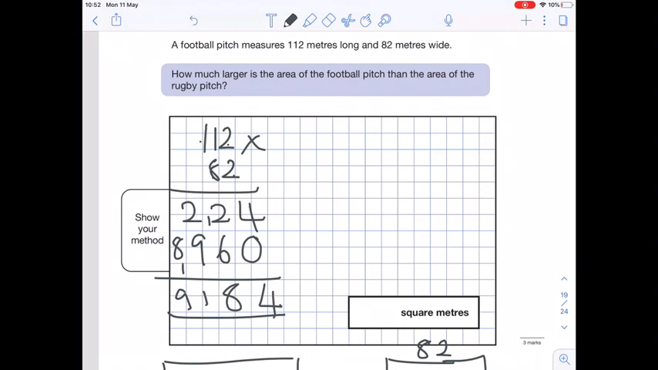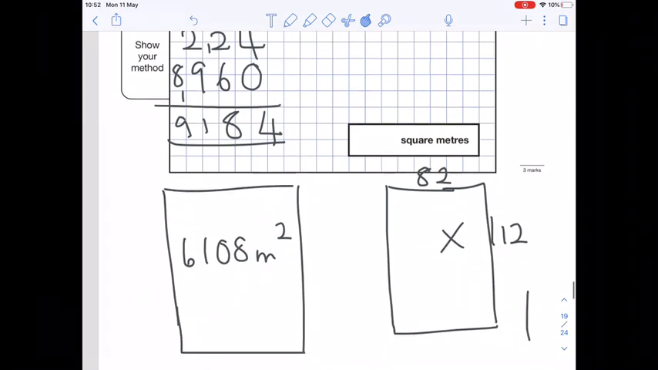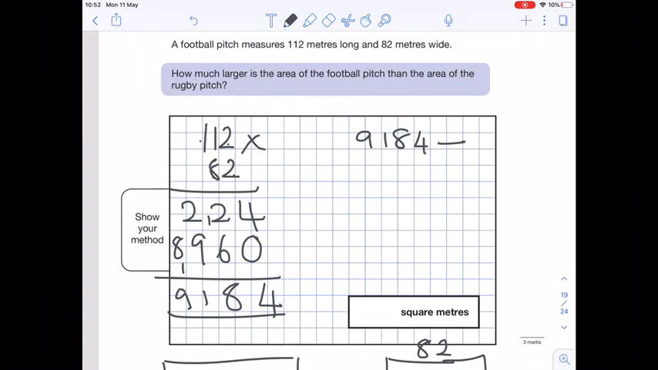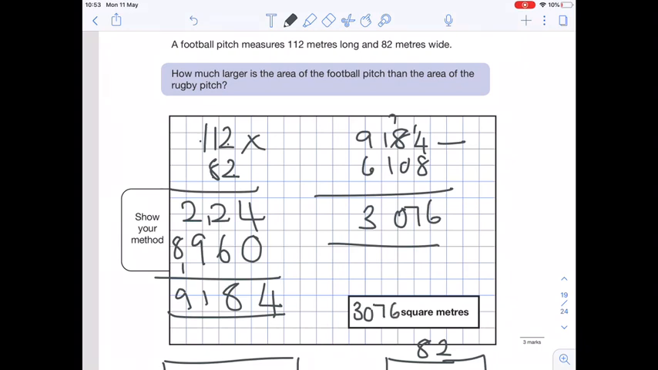Okay, but that's not the end of it, because what I actually want to know is how much larger is the area of the football pitch than the area of the rugby pitch. So I need to do 9184 take away 6108, and 4 take away 8, can't do. So 14 take away 8 is 6, 7 take away 0 is 7, 1 take away 1 is 0, 9 take away 6 is 3. So the answer is 3076.